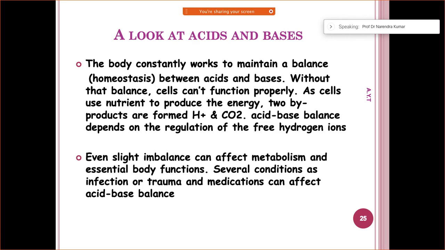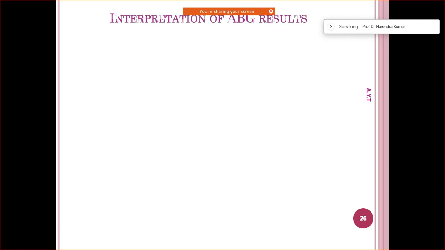To maintain the acid base balance, the regulation of free hydrogen ions is very important. If there is even a slight imbalance, it can affect not only the metabolism but also the essential body functions. There are several conditions, for example infection, trauma, and medications, which can affect this balance. So let's try to get a little bit of understanding of these numbers.